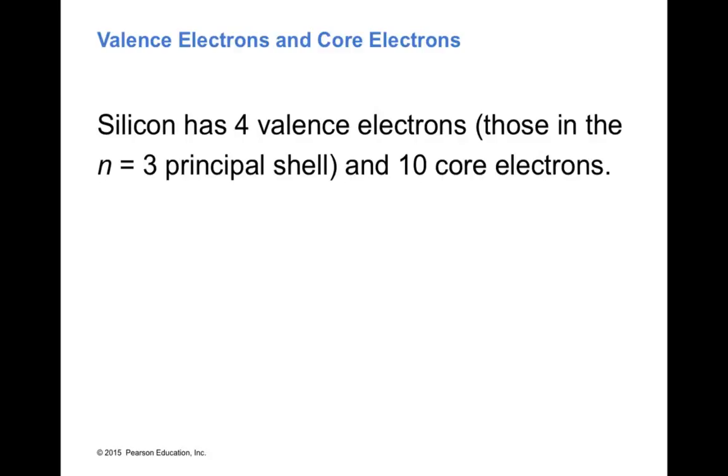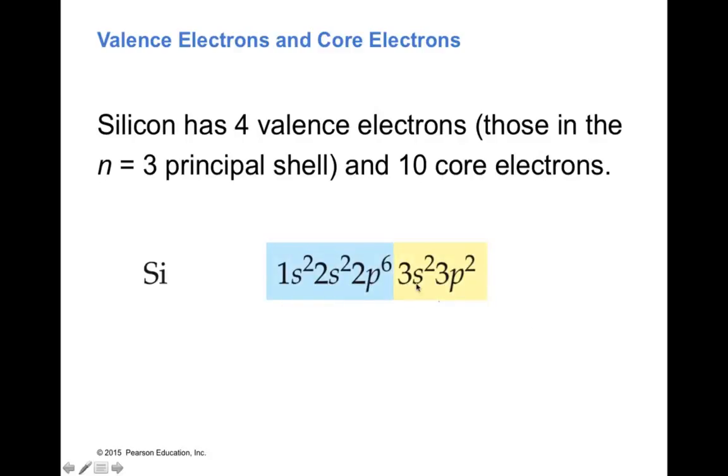Silicon has 4 valence electrons, those in the n equals 3 principal shell, and 10 core electrons. So this is the electronic configuration for silicon: 1s2, 2s2, 2p6, 3s2, 3p2. So the outermost shell is shell number 3. That means that all the electrons in shell number 3, including the s and the p, all of these 4 electrons are valence electrons. The other ones are the core electrons.